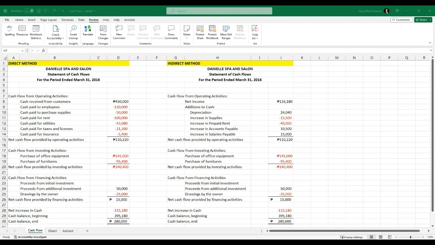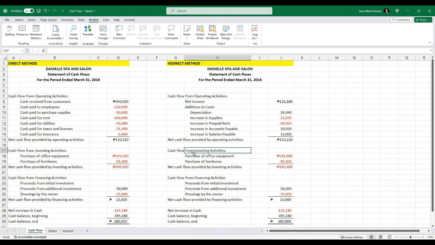Okay, so we have cash inflows and cash outflows. And also, naay tulo ka klase nga activities that are sources of cash flows: operating, investing, and financing activities. Operating activities, these are cash inflows and outflows from the daily operation of the business. So meaning from daily sales transactions, etc.